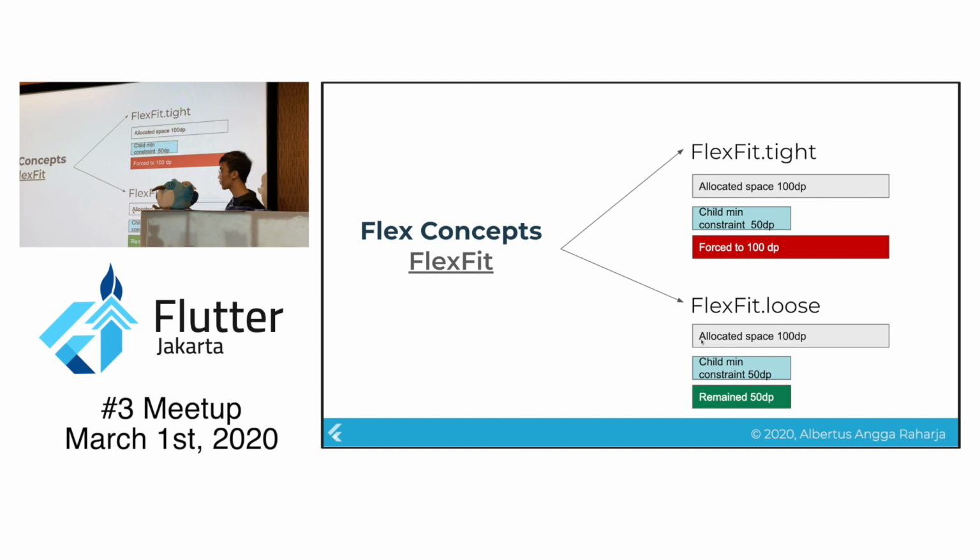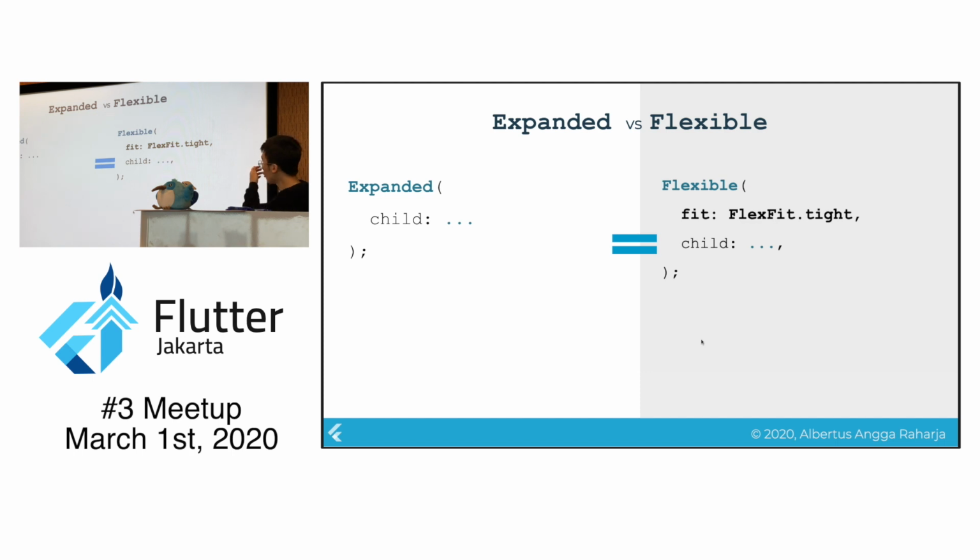This will be useful if you have a small widget that you don't want to expand. You should use flex fit.loose if you care about it. But most of the time you can do with flex fit.tight. The two main widgets using flex fit are Expanded and Flexible. For Expanded, you can't change the fit; it defaults to flex fit.tight. For Flexible, the default is the same, but you can change it to flex fit.loose.